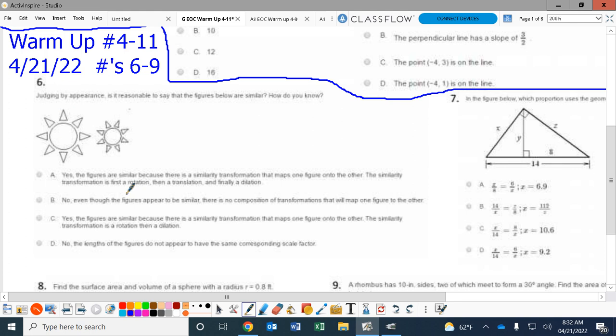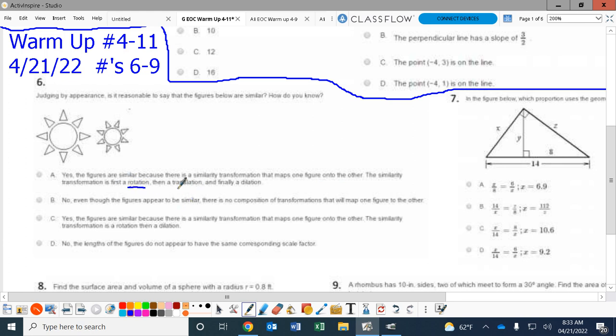What they're asking you to do is tell them what happens to that figure. Okay, what is it that actually happens? So it says, yes, they're similar. The figures are similar because the similarity transformation maps one figure onto the other figure. The similarity transformation is first a rotation. So look, this triangle faces up, so it would have to spin some to make the triangle face to the right some. So that is true. It would have to rotate.